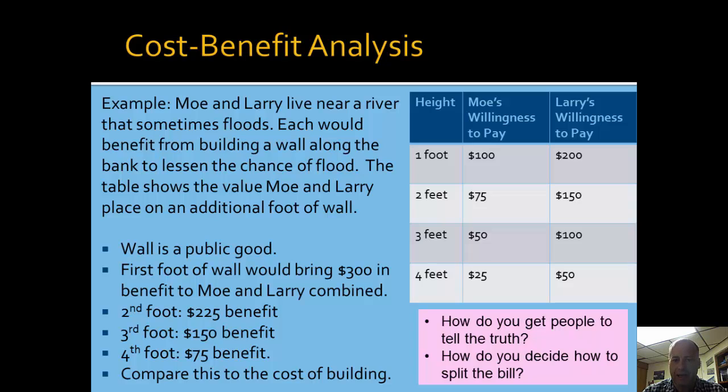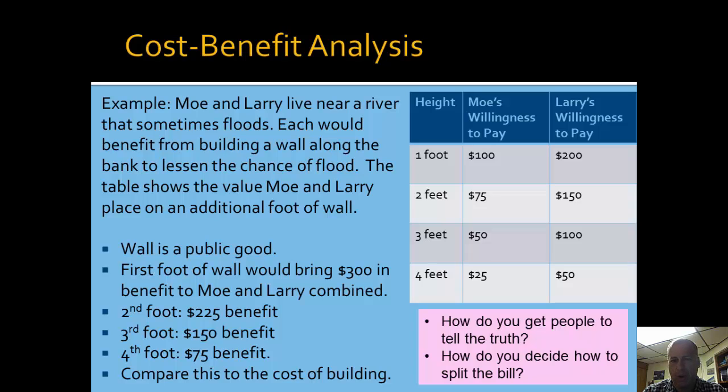up that high every year, and so the second foot of wall would bring a smaller benefit to each of them. The third foot of wall would bring a smaller benefit even than that, and the fourth foot of wall would bring just $25 in additional benefit to Mo and $50 in additional benefit to Larry, for a total of $75 in benefits. So what we want to do then is compare this to the cost of building the wall.